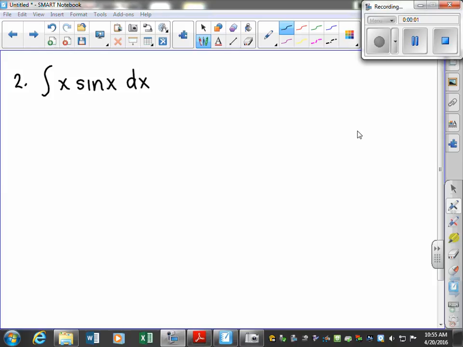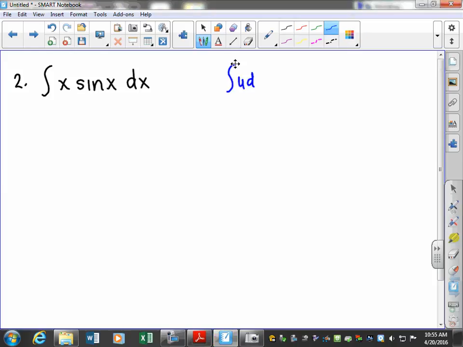Okay, so this is your number 2. I'm going to be writing my formula while you see if you can choose the u and the dv. So what do you think is the more complicated portion of this? Yeah, good. The sine of x dx.